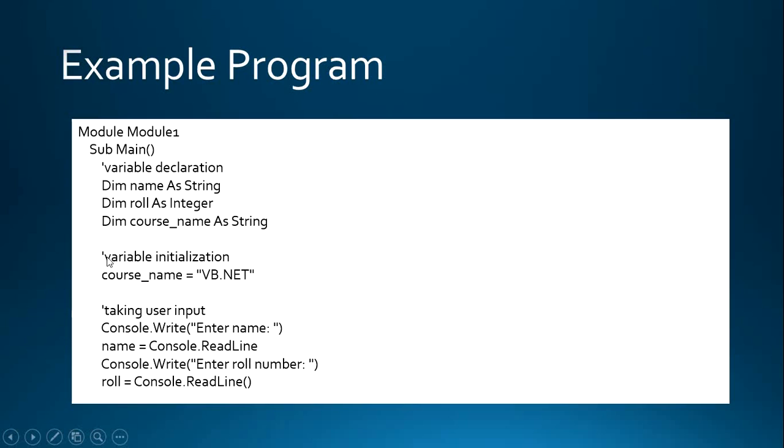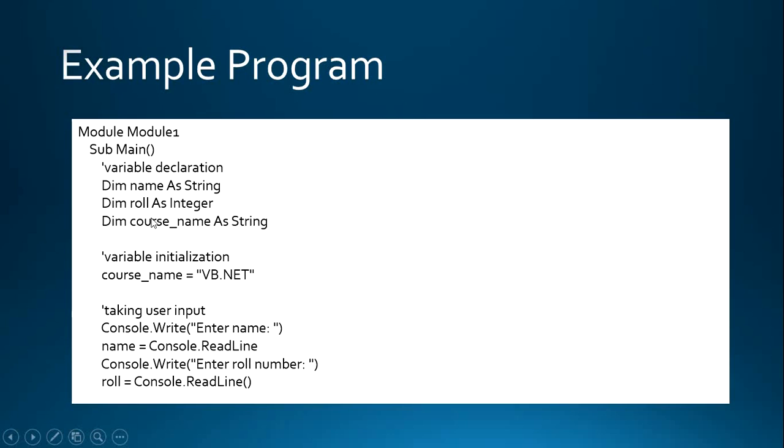This single quote, as I have mentioned before, is a comment. So course name equal to VB.NET. This is a string variable, so it can store string data. For course name, you are storing the string data VB.NET.